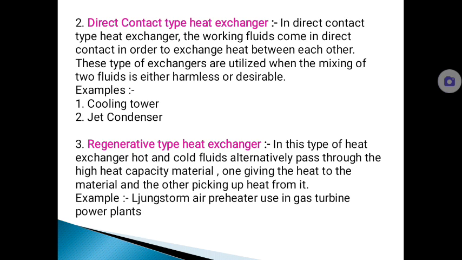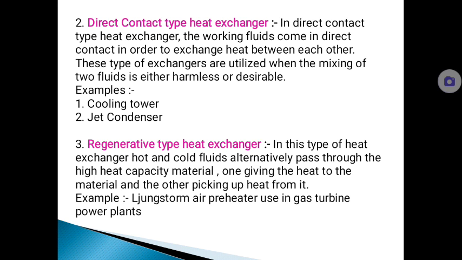Then the direct contact type of heat exchanger. Here, as its name itself suggests, direct contact of two processing fluids takes place. Those fluids are not harmful to each other, which means that both are desirable to each other. Here mixing of these two fluids takes place and heat exchange takes place between them. Examples of these are the cooling tower and jet condenser.